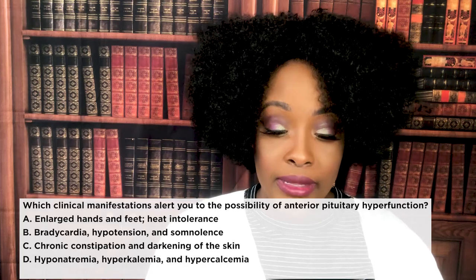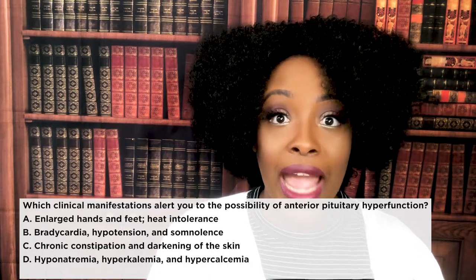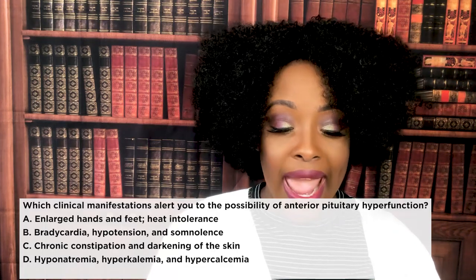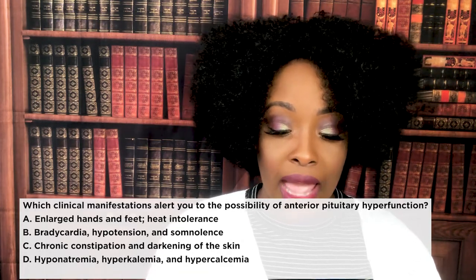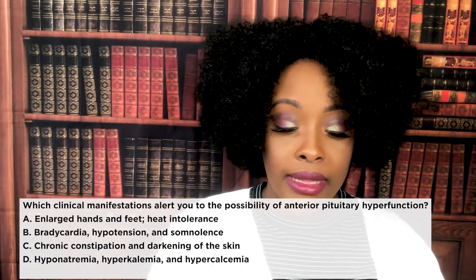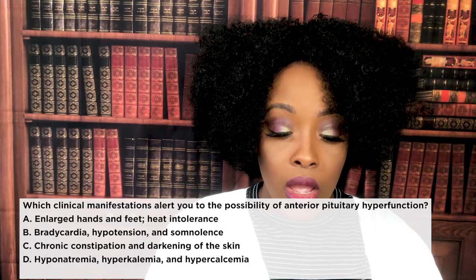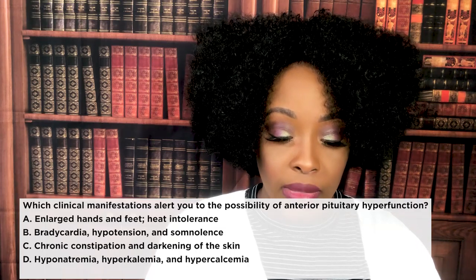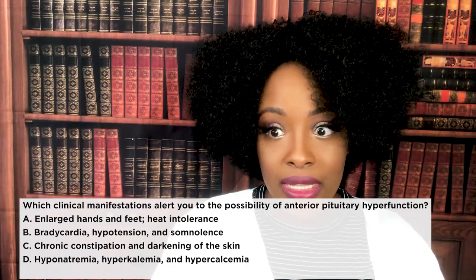Which clinical manifestations alert you to the possibility of anterior pituitary hyperfunction? A, enlarged hands and feet, heat intolerance. B, bradycardia, hypotension, somnolence. C, chronic constipation and darkening of the skin. Or D, hyponatremia, hyperkalemia, and hypercalcemia. And I'll give you guys a moment to think of your answer.